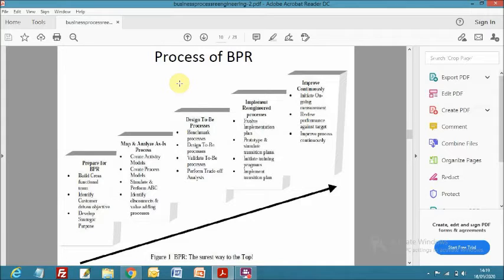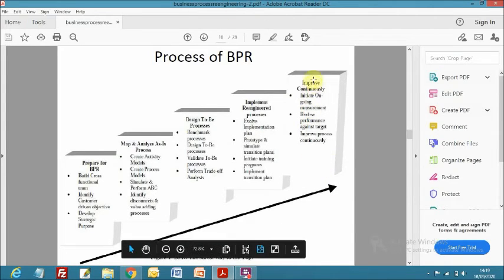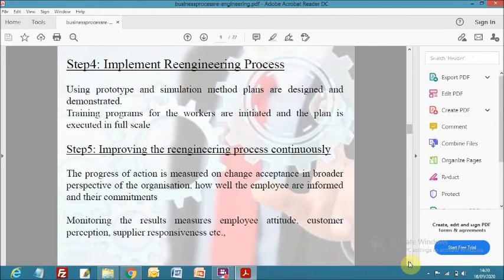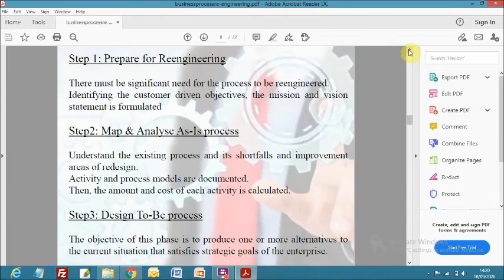So as your online business grows, you need to invest more in technology. You have to continuously improve and continuously think about it. So these are the steps. Prepare for re-engineering: there must be a significant need for the process to be re-engineered. Identify the customer-driven objectives. The mission and vision statement is formulated.